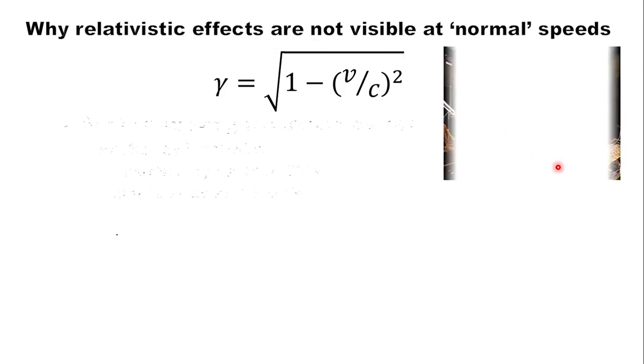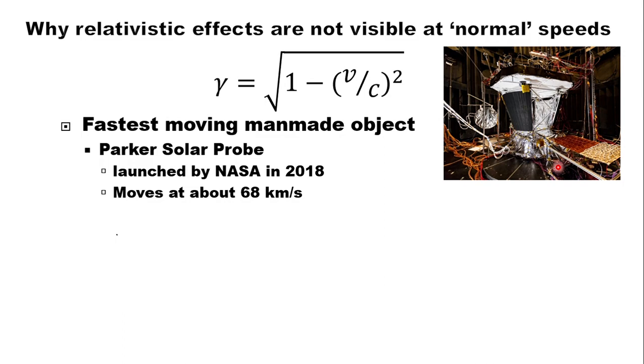So let's look, for example, at the fastest moving man-made object. Well, that's the Parker Solar Probe that was launched by NASA in 2018 to study the sun. Its top speed has been a little bit faster than 68 kilometers per second. But let's go with 68 kilometers per second. That's the fastest moving object that has ever been created.